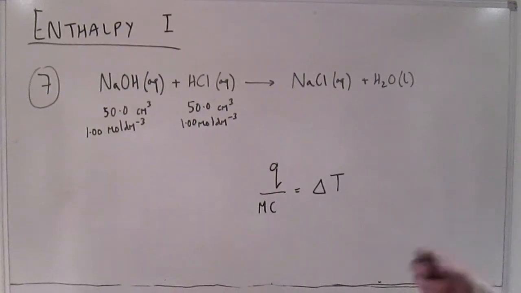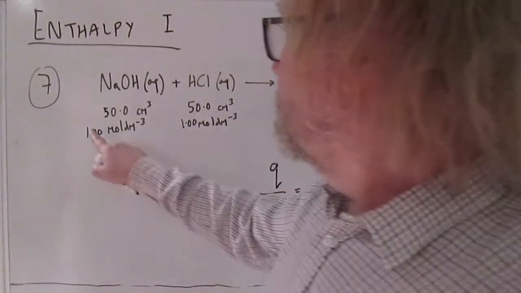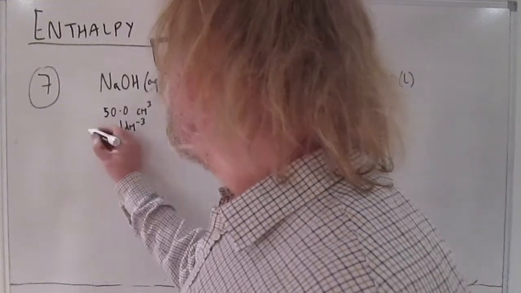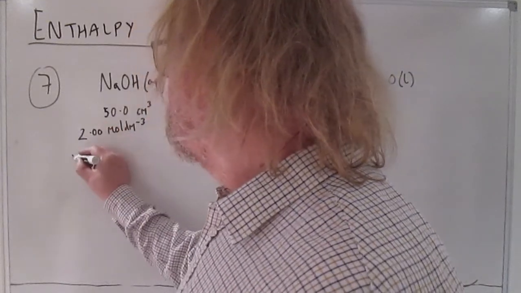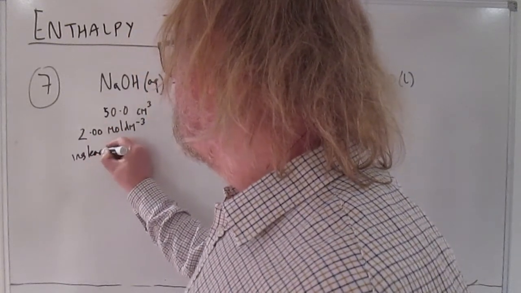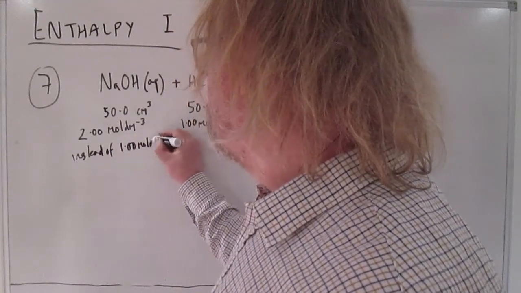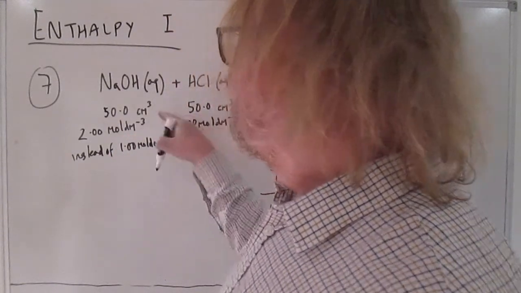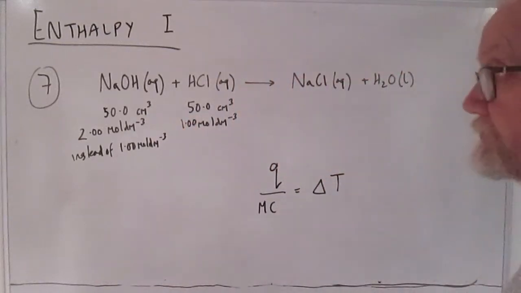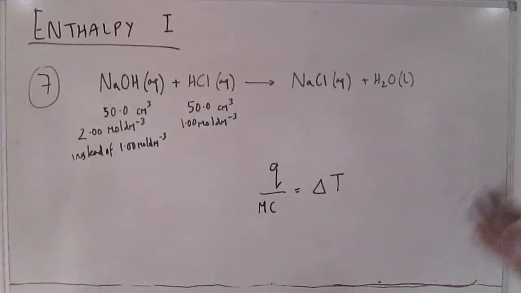Okay, so in the third variant of this experiment, we're changing the concentration of sodium hydroxide this time to 2 moles per dm cubed instead of 1. So that's the change. Instead of 1 mole per dm cubed. But we're keeping the same volume. Okay, so still 50 cm cubed, but now at a higher concentration.